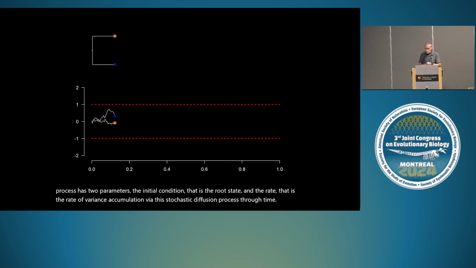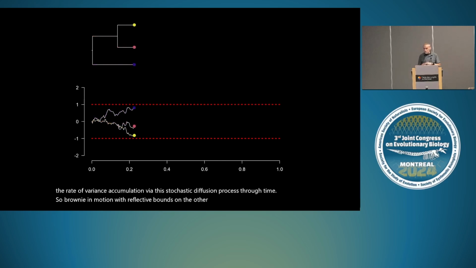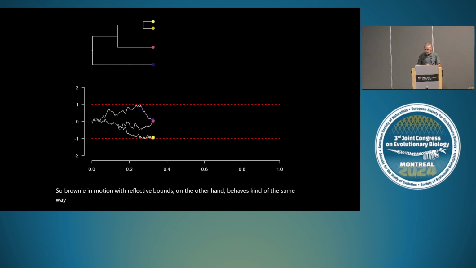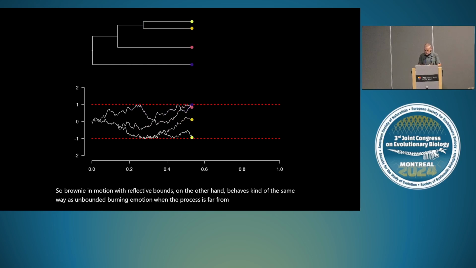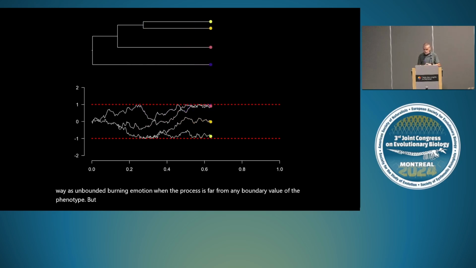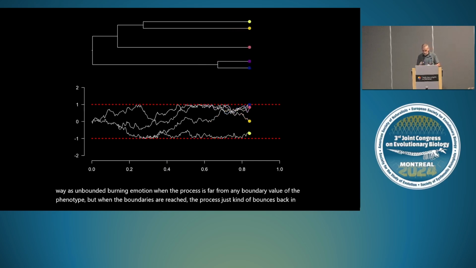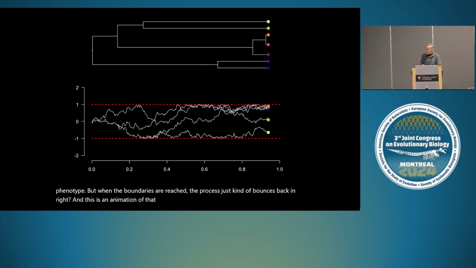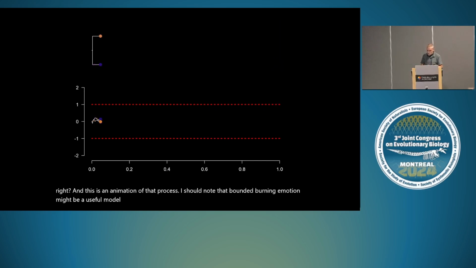So Brownian motion with reflective bounds, on the other hand, behaves kind of the same way as unbounded Brownian motion when the process is far from any boundary value of the phenotype. But when the boundaries are reached, the process just kind of bounces back in, right? And this is an animation of that process. I should note that bounded Brownian motion might be a useful model for studying, say, evolutionary constraint.